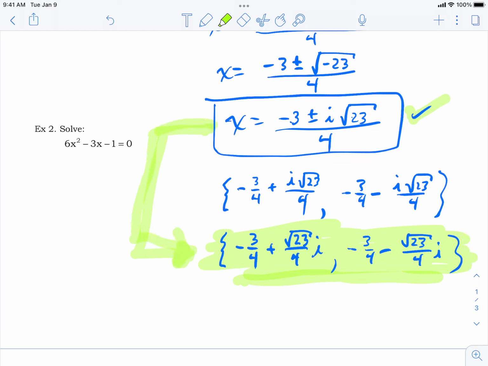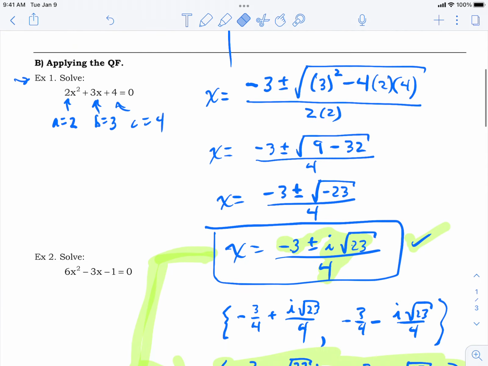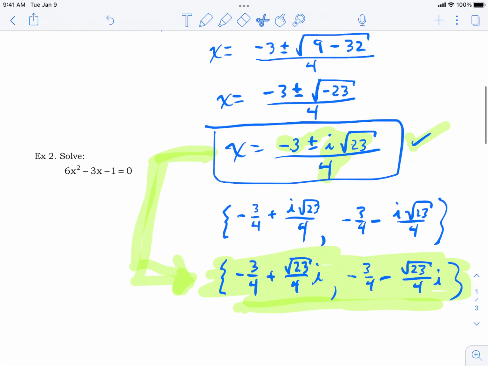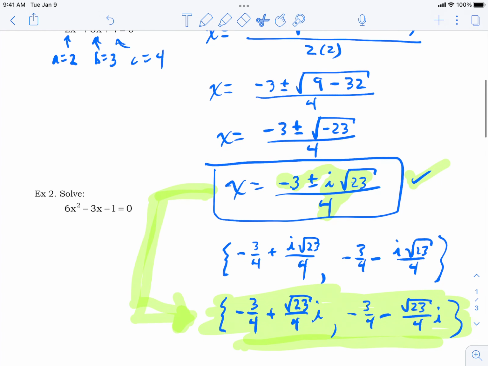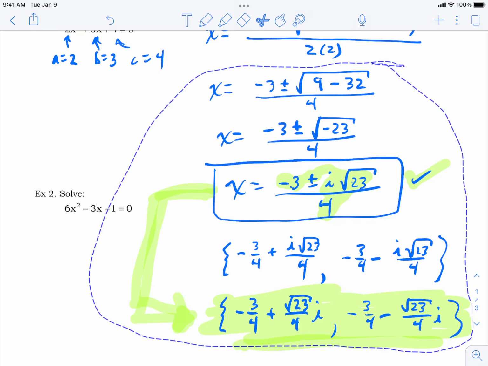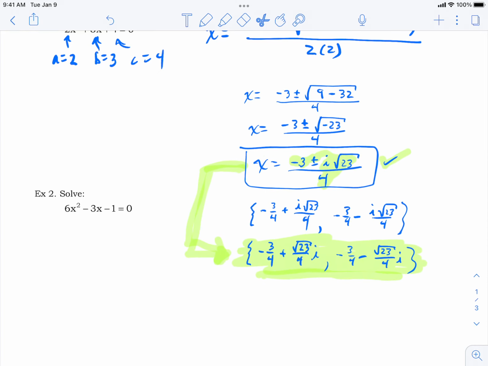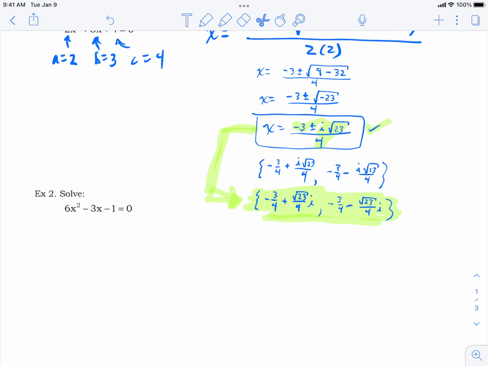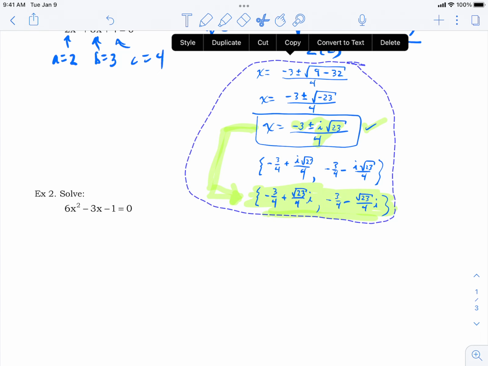These are the same. This means negative 3 plus, and this is your imaginary part, root 23 over 4 times i, and also negative 3 minus the same thing. Okay, cool. So now I see that I need to shrink that down quite a bit. Let me just shrink this down and get it out of the way. I don't really want to erase it. I might want to look at this later. So let's not erase it, but let's shrink it down. Isn't modern technology wonderful? Can't do that with pencil and paper.